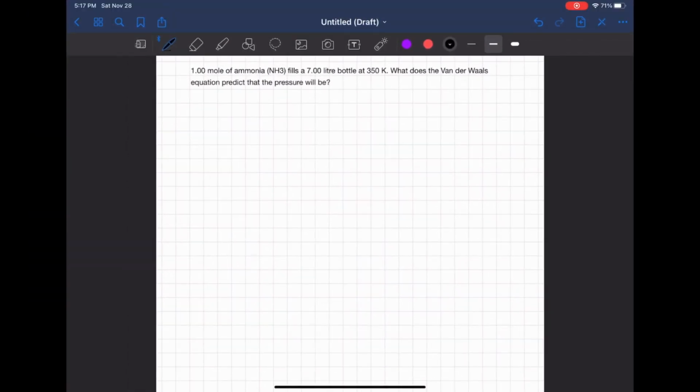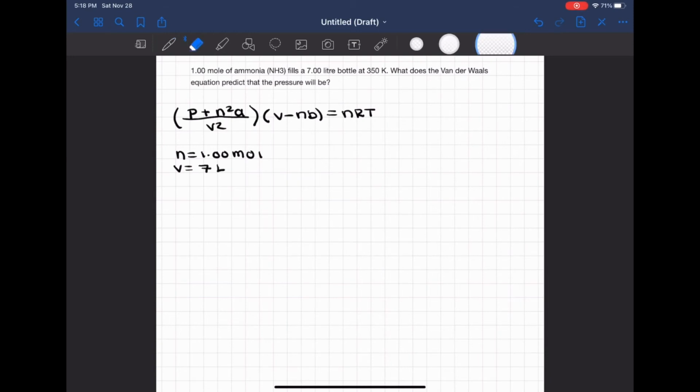So starting off with the initial problem, we are first going to write out the initial equation that van der Waals derived. So (P + n²a/V²)(V − nb) = nRT. From there, we are going to write out our known variables. For n, we have 1 mole. For V, we have 7 liters. For T, our temperature variable, we have 350 kelvins.